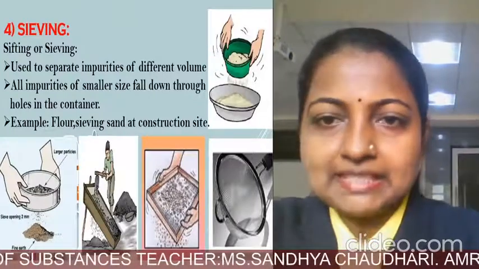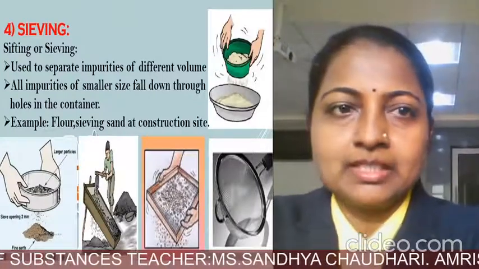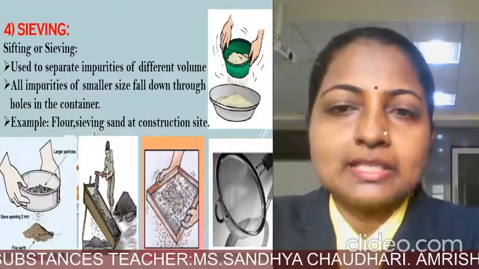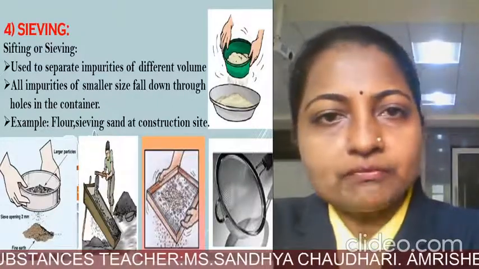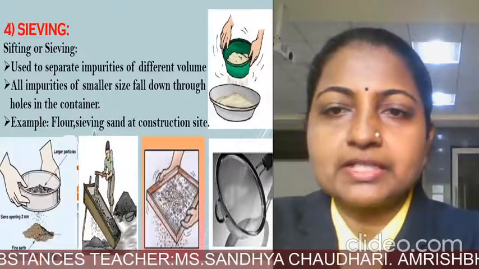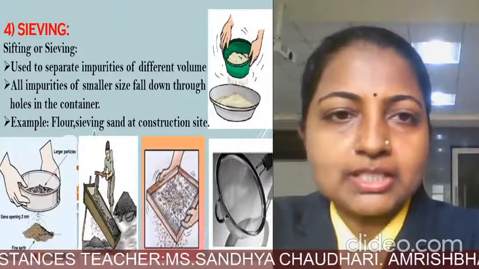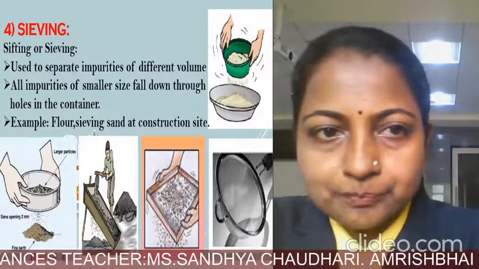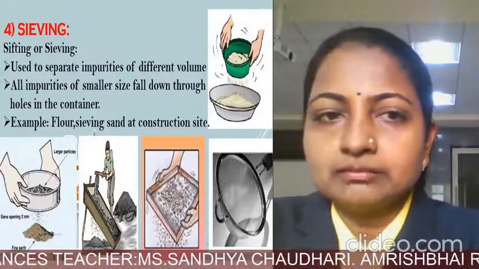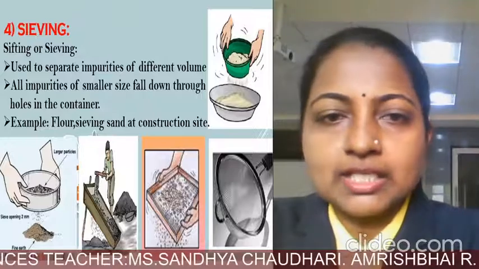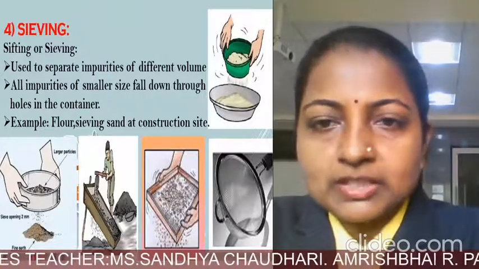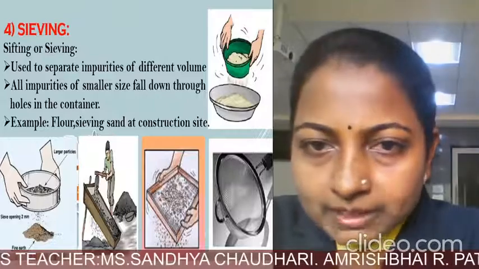Next method we will see is sieving method. It is called sifting as well as sieving. This method is used to separate impurities of different volume, meaning different size. All impurities of smaller size fall down through holes in the container. Example, flour, sieving sand at a construction site. You can see different pictures over here, children. To sieve flour, we use a different kind of sieve.